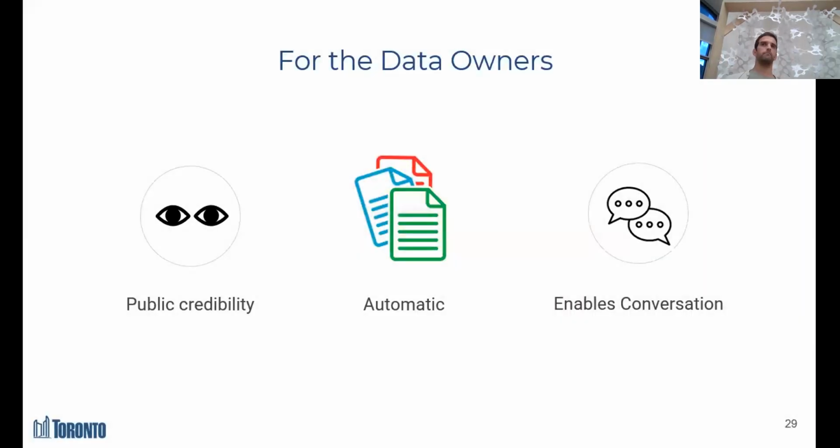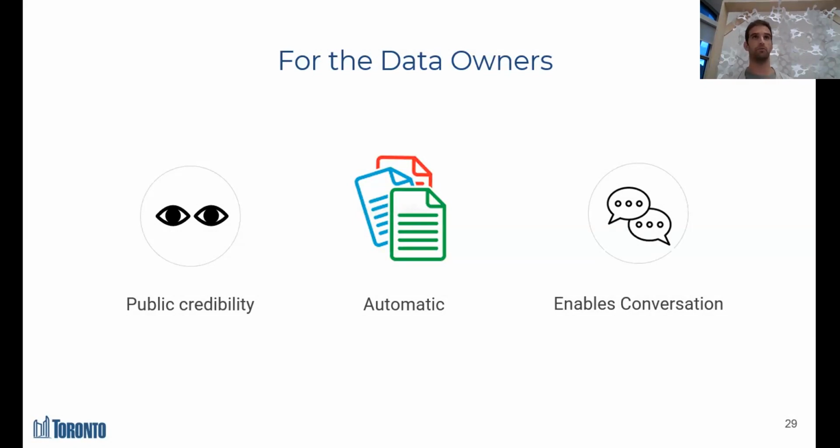And lastly, and in my opinion, quite importantly, it's also for the data owners. Data owners who have good scores now have a separate level of public credibility. They now have a level of authority saying that, hey, this data is good, you can use it. Additionally, this score isn't calculated manually. They don't have to contribute to it or press a button to update it. It just happens for them, and they don't have to worry about it.